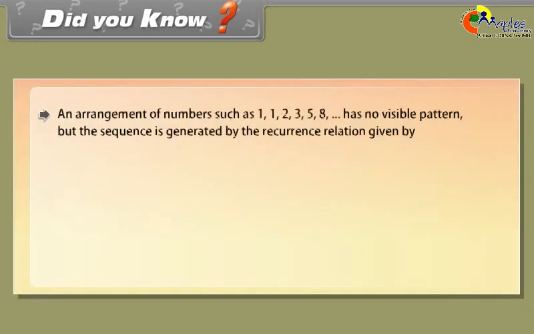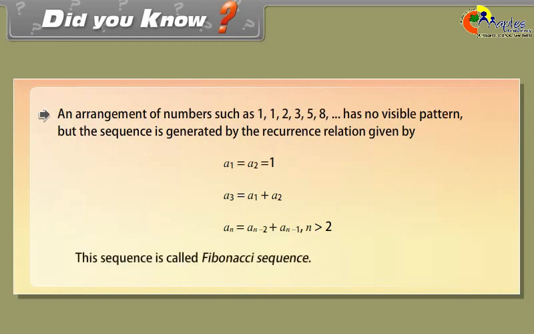Did you know an arrangement of numbers such as 1, 1, 2, 3, 5, 8 and so on has no visible pattern, but the sequence is generated by the recurrence relation given by A1 is equal to A2 is equal to 1, A3 is equal to A1 plus A2, An is equal to An minus 2 plus An minus 1, n is greater than 2. This sequence is called Fibonacci sequence.